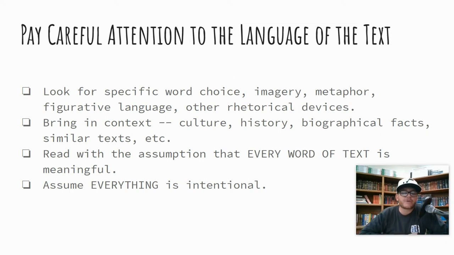Okay, combine the rhetorical devices with other contextual factors. So that's the second bullet point here. It's bring in context. So the culture, history, biographical facts, other similar texts, etc. That's like the stuff that surrounds the text. So the Martin Luther King Jr. I Have a Dream speech is powerful not just because of the words that he says, but because of the time period and the culture surrounding the words that he says.